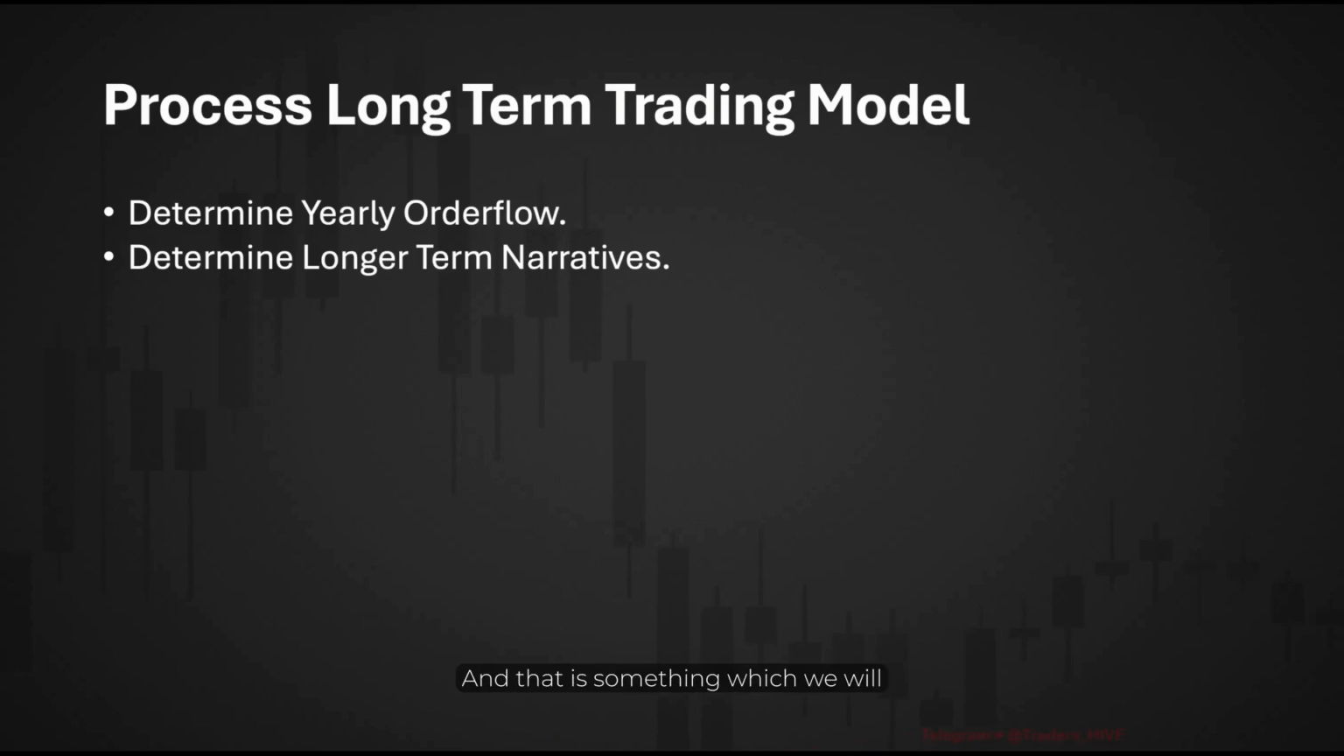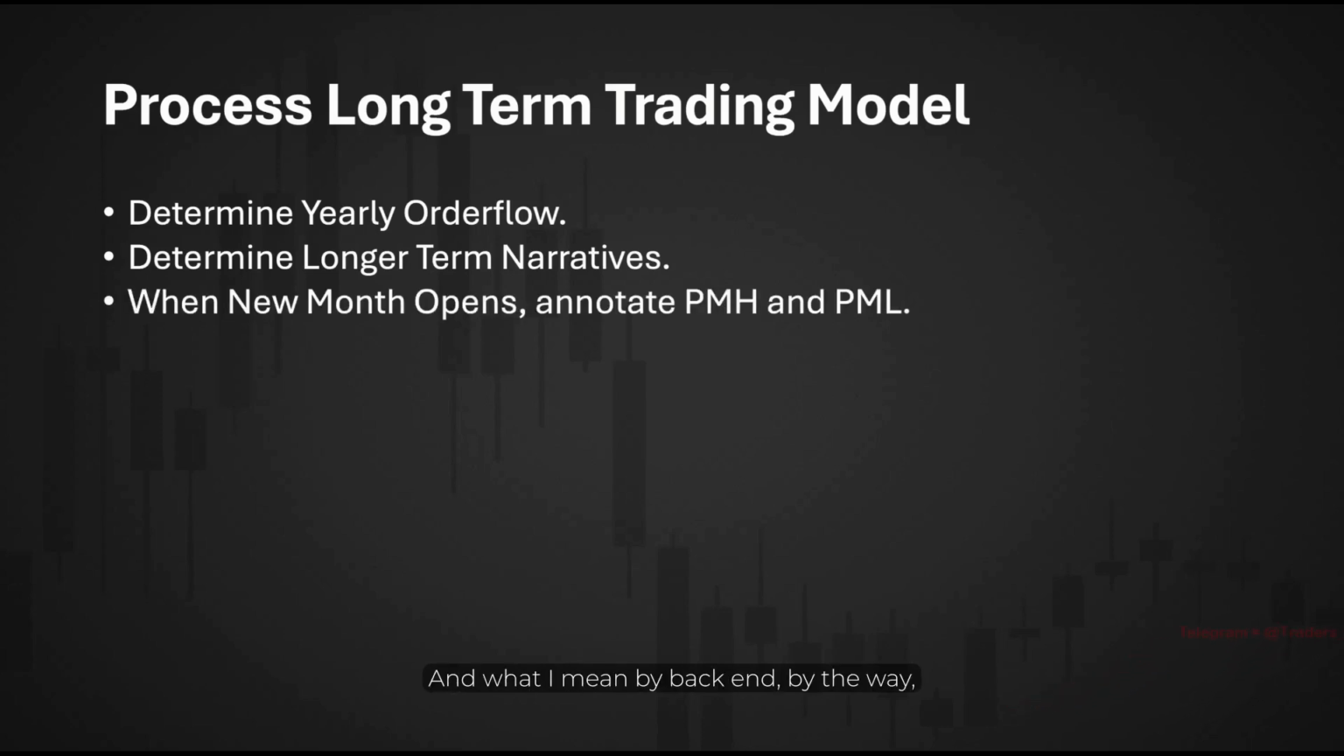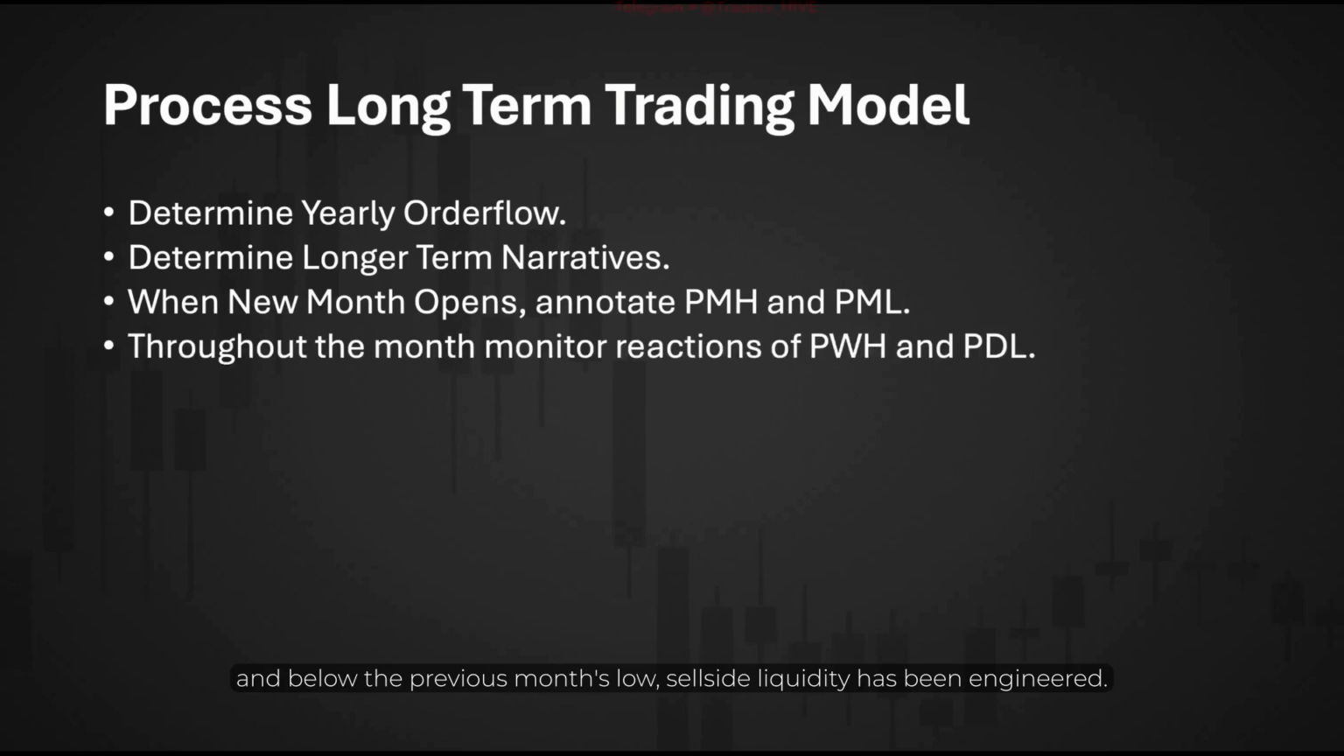And that is something which we will discuss later down the line. And what I mean by backend, by the way, is behind the scenes. When a new month opens, annotate the previous monthly high and the previous monthly low. This means that the moment that new month opens, you immediately have those two reference points, just like with that weekly open. Above the previous month's high, buy-side liquidity has been engineered, and below the previous month's low, sell-side liquidity has been engineered. Throughout the month, monitor the reactions of the previous week's high and the previous day's low.